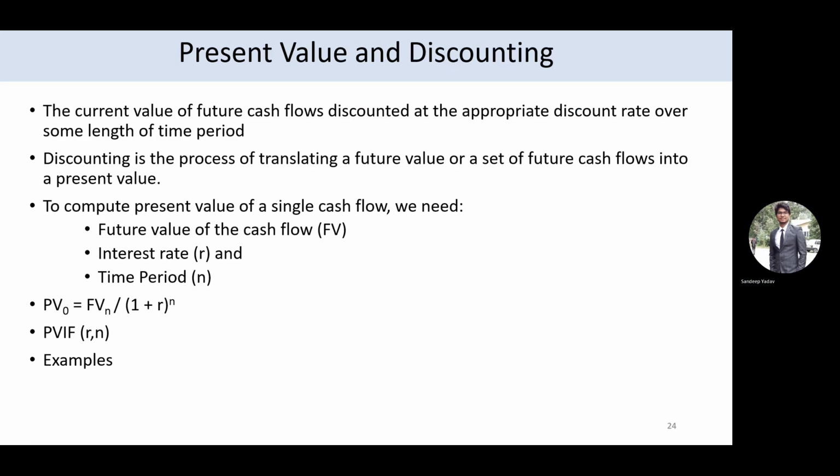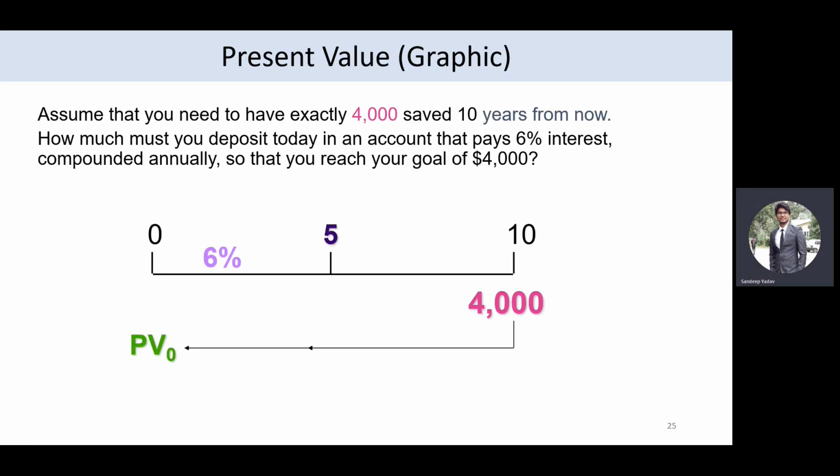Just a minute. Example: assume that you need to have 4,000 rupees saved in 10 years from now. How much must you deposit today in an account that pays 6% interest compounded annually, so that you will reach a goal of 4,000 rupees? I'm explaining this in a personal way, but you have to think of it as an engineering company or some industry that needs some amount, say 4 lakh rupees, 1 year from now to expand their business and so on.